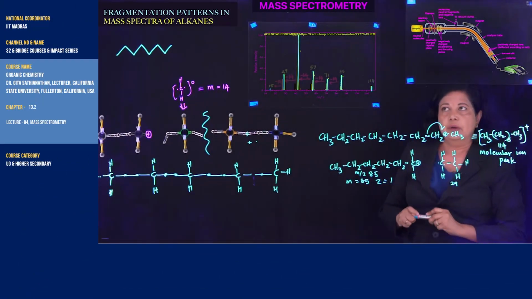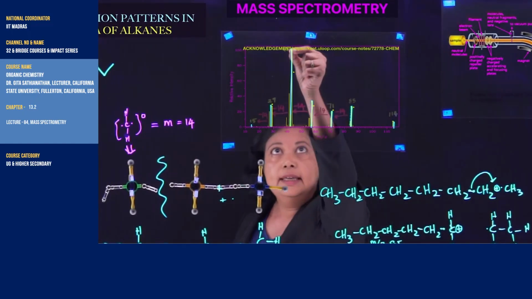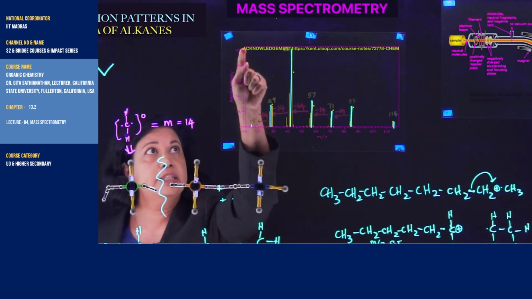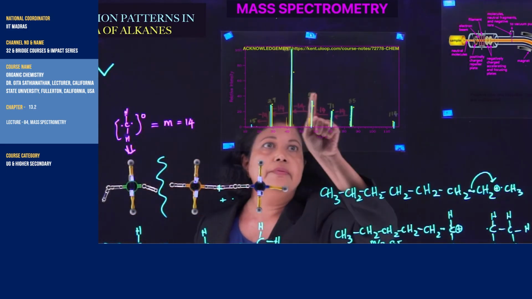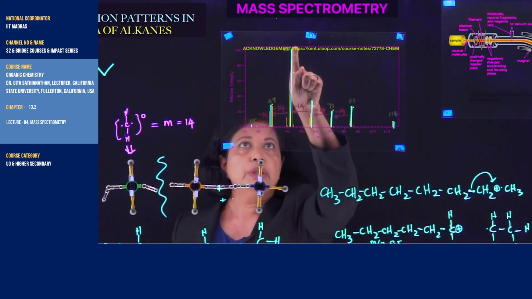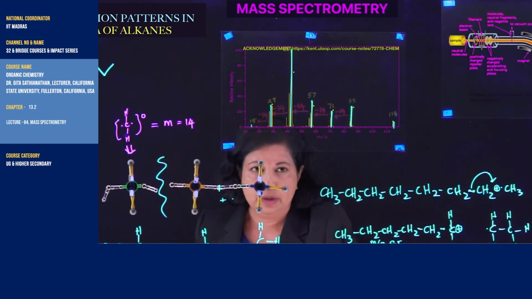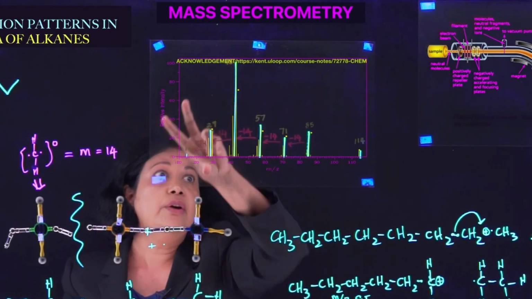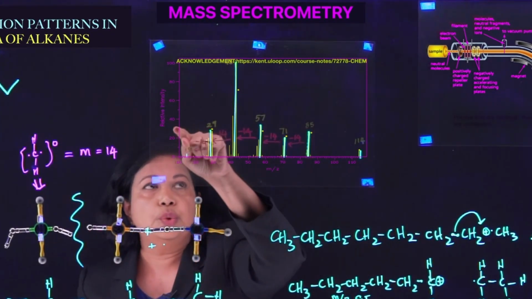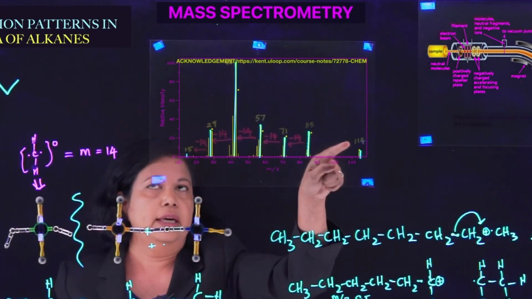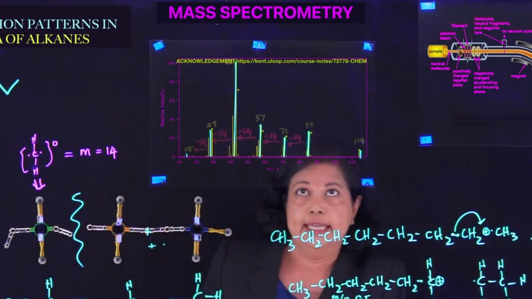So 43 is the most abundant, which sets it to 100%, and all of the others are measured as a relative percentage of this major peak. If this is 100, then this is about 25%, and so on. So this is the relative abundance, or relative intensity.